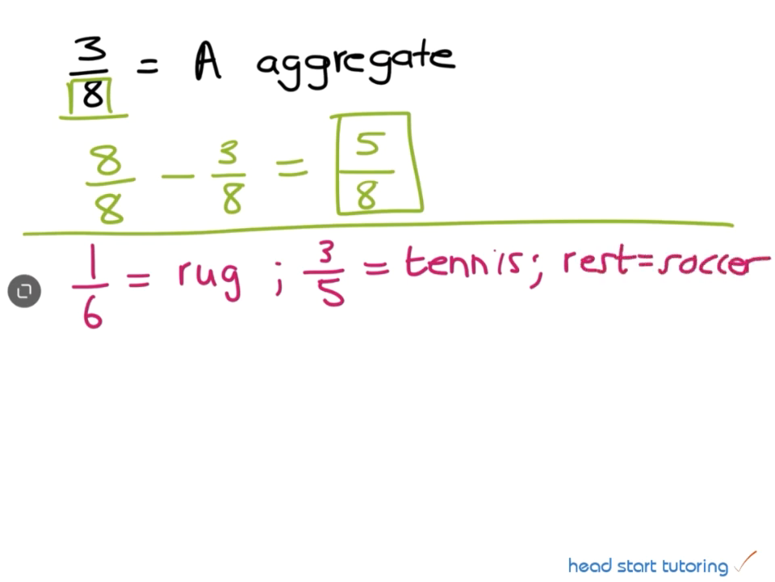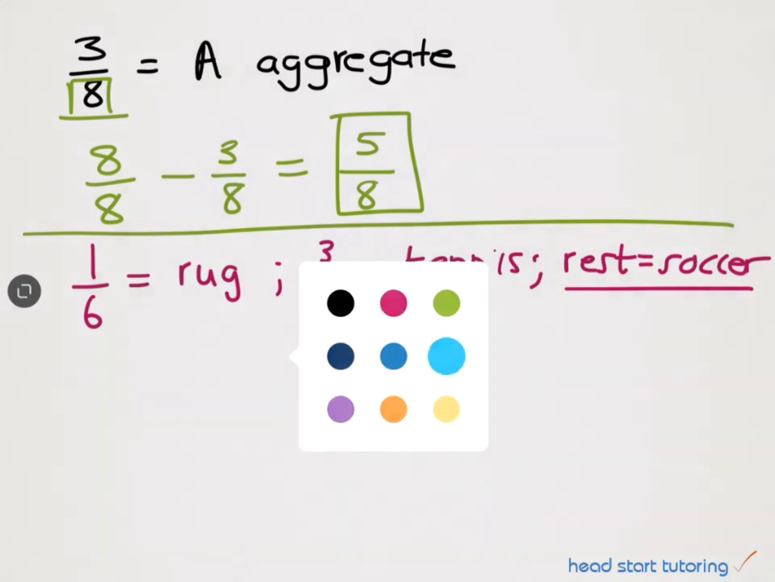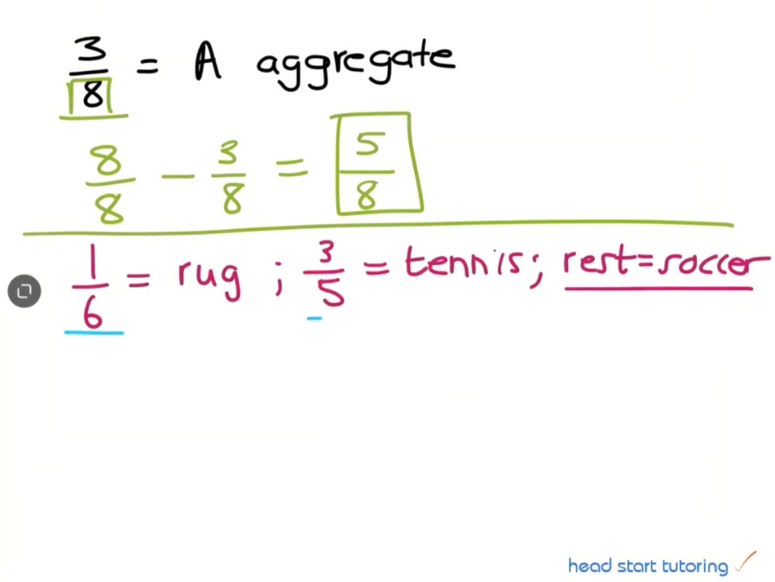If we would like to work out what fraction of the grade plays soccer, we need to add the fractions that we already know and then subtract that sum of those two fractions from the whole. So let's first add these two fractions together. We've got 1/6 plus 3/5, and we need to get a common denominator, which we will find is 30.